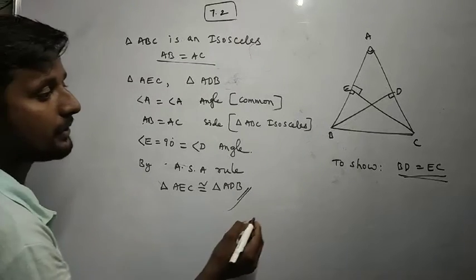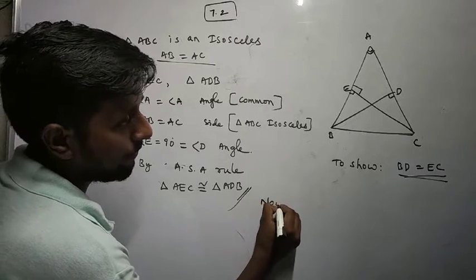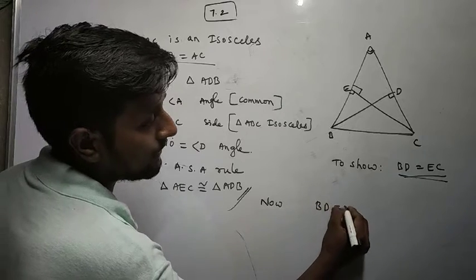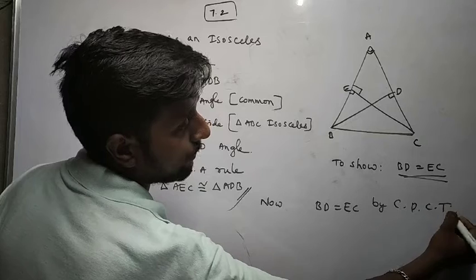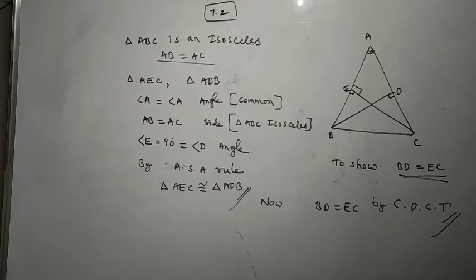After declaring congruence, now I can write BD is equal to EC by CP/CT rule. Corresponding parts of congruent triangles, right? Same problem we can change now.